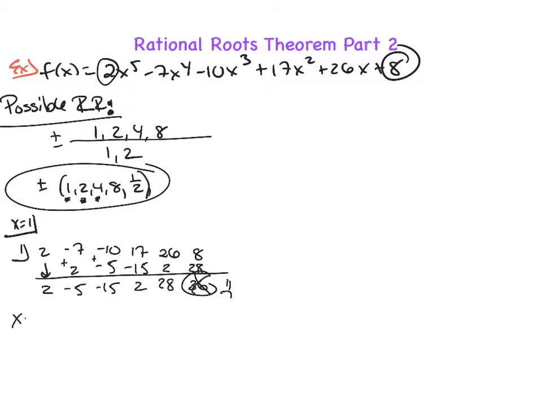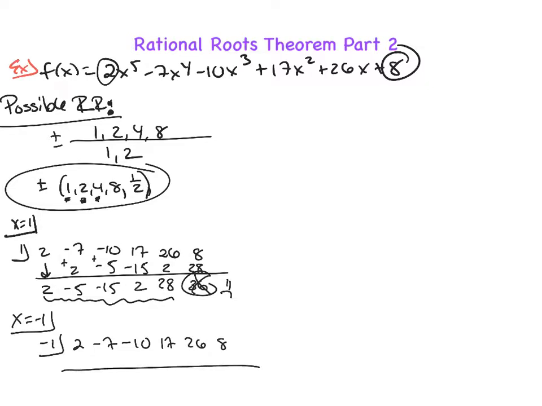X equals -1. Let's see, -1. So one thing to point out, I cannot use this version here as a depressed polynomial because I didn't get remainder 0. So we're going to have to go back to the original. So 2, -7, -10, 17, 26, and 8. Okay, bring down the 2. -1 times 2 is -2.